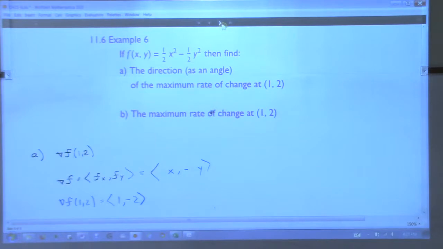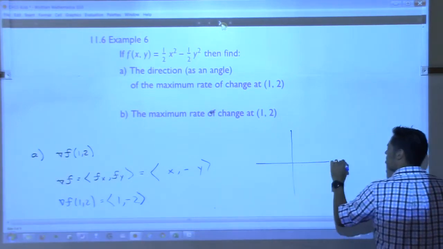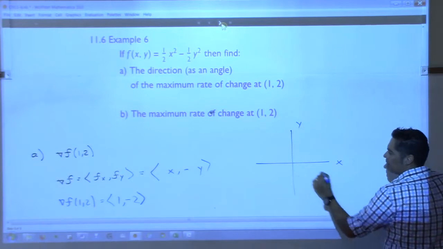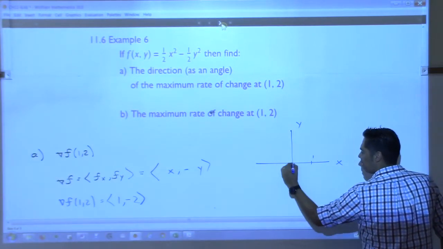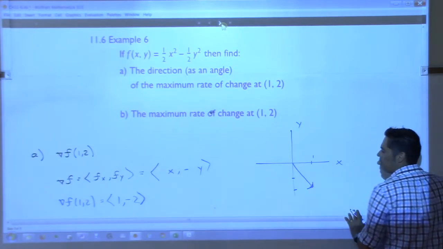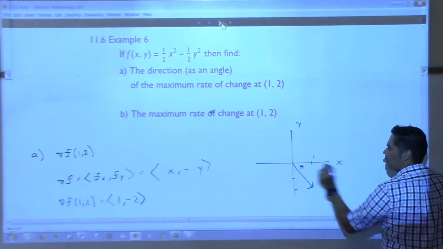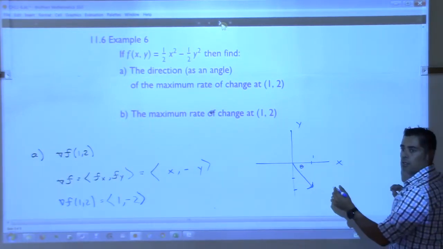Now that's not as easy to get the angle from, because when it was 1, negative 1, we could visualize that that was negative 45 degrees. So for this one, I'm going to draw it. Here's my x, here's my y. I'm going to the right, let's say 1 here, and then I'm going down 2, like this. Okay, so that's the vector. Let's find this angle relative to the x-axis. Negative, what? 60, is it?